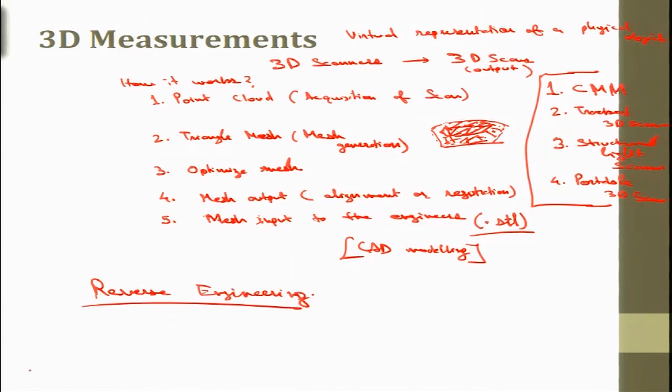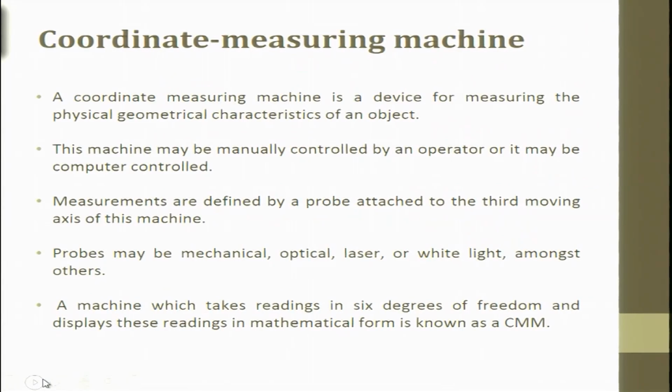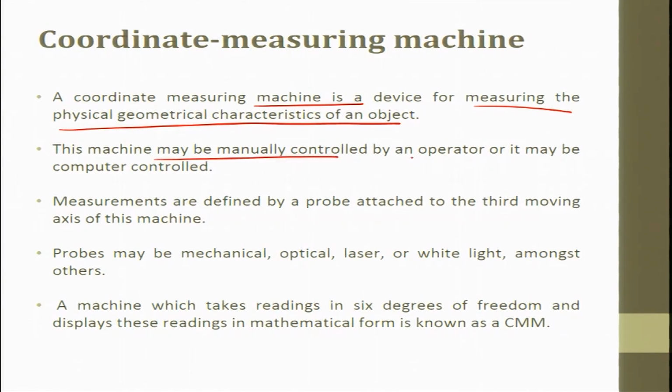Okay, now I would like to move to the coordinate measuring machine. A coordinate measuring machine is a device for measuring the physical geometrical characteristics of an object. This I have just explained. This machine may be manually controlled by an operator or it may be computer controlled. So we will show you both operations, the manual control using a joystick and CNC mode as well. CNC mode is computer numerical control.